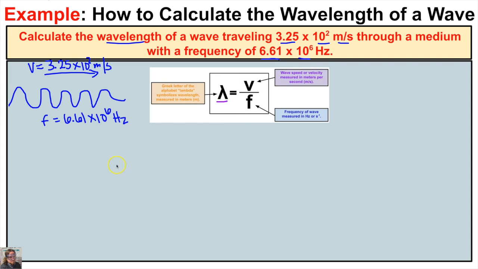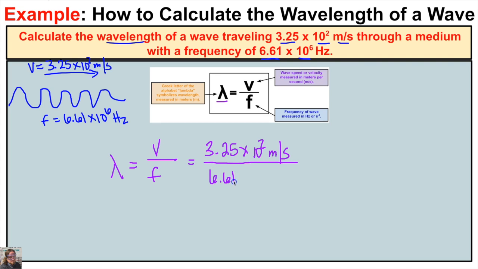So let's go ahead and solve this problem here. The wavelength is going to equal the velocity divided by the wave's frequency. So in this problem here, we see that the velocity of this wave is 3.25 times 10 to the second meters per second. And we see that the frequency of this wave is going to be 6.61 times 10 to the 6th hertz. And a fancy way of writing hertz is s to the negative 1 power. That just means that this unit seconds is in the denominator, and that now allows us to cancel out these two units right here.